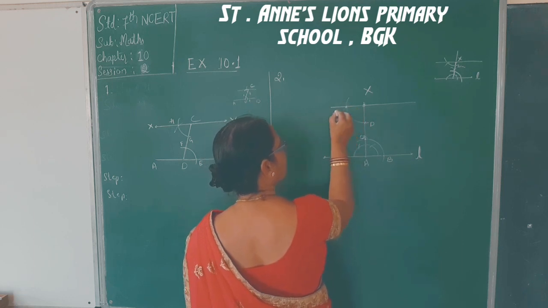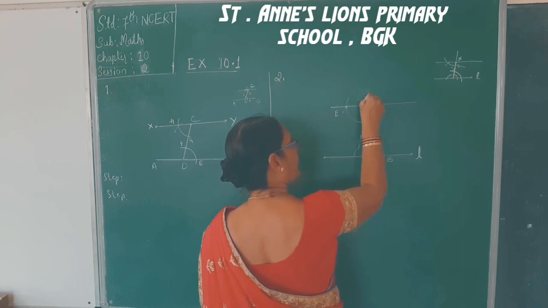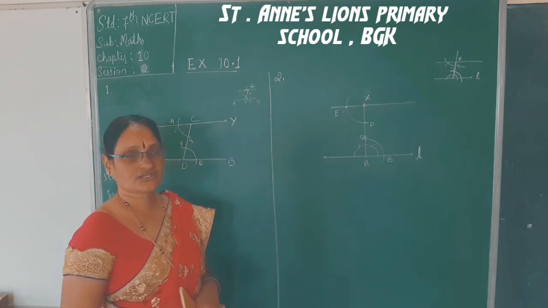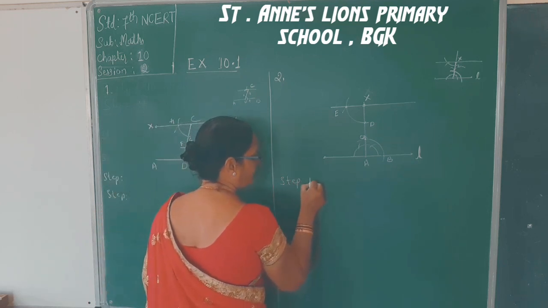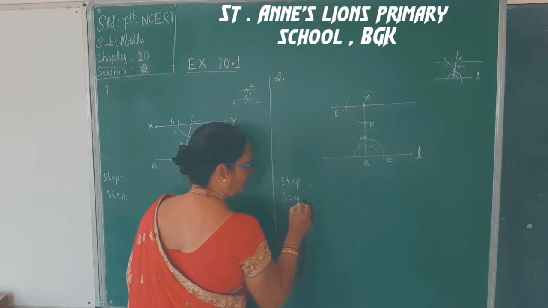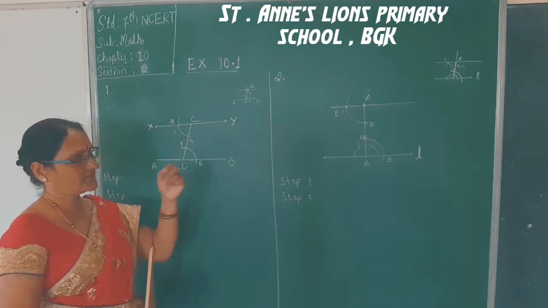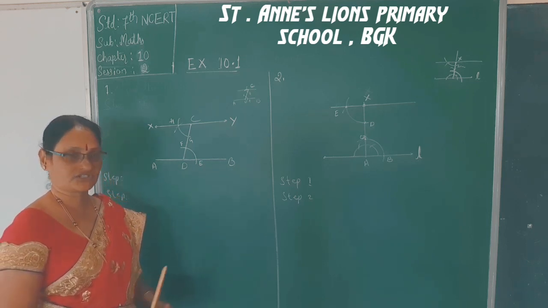Okay, this point is E. Now we have drawn the parallel line at the point X. See, this is the construction. You have to write the steps of construction. Step 1, step 2. What we have done, the same thing you have to write. That is your work. Construction I am showing. You have to write the steps of construction.